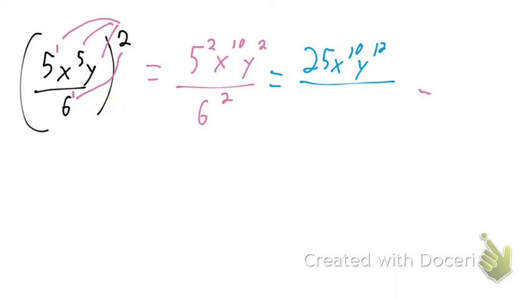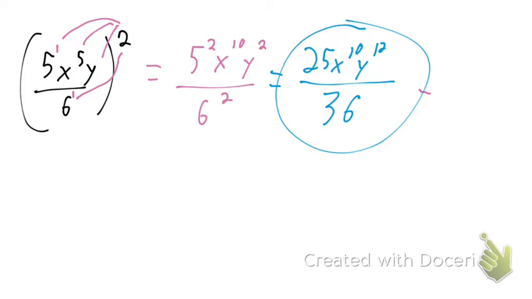Is there something we can do with 6 squared, though? Yeah, what is that? 36. Yeah, actually do the exponent. So we get 25 x to the 10th, y to the 2nd, over 36. And nothing goes into 25 and 36. How did it become y to the 12? It shouldn't have. I had a typo. Thank you.